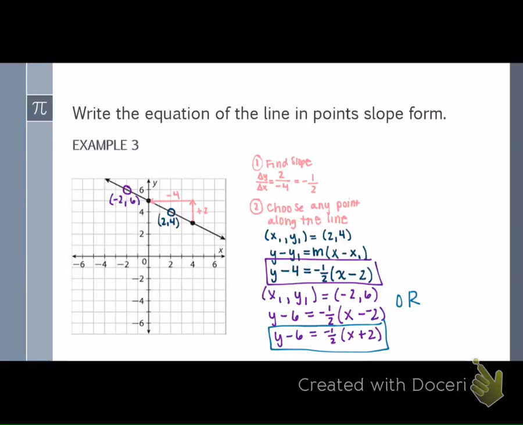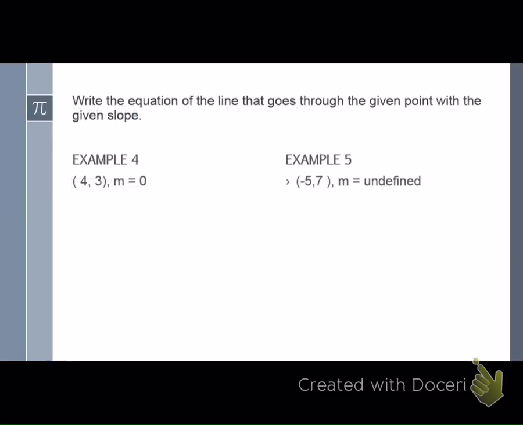All right, so we have some special cases here. Write the equation of the line that goes through the given point with the given slope. This first one is (4, 3) with a slope of 0. What should you guys be thinking when you see something like that? Mackenzie said 0 slope means it's a horizontal line.